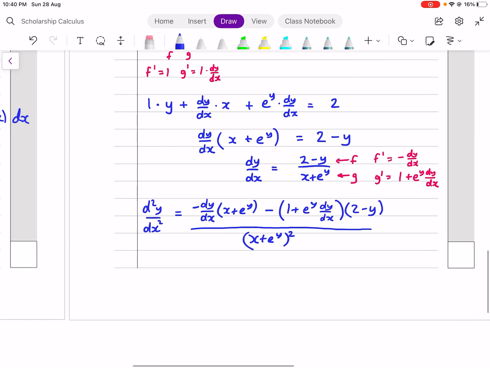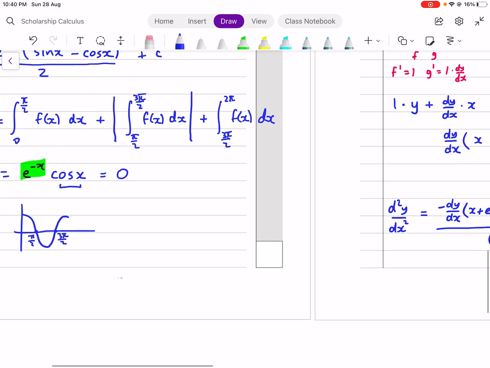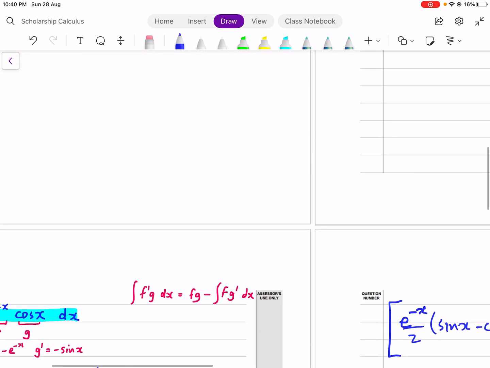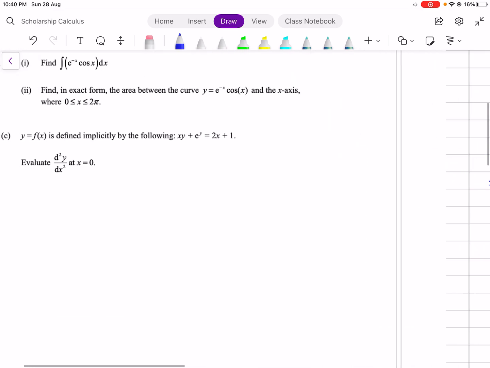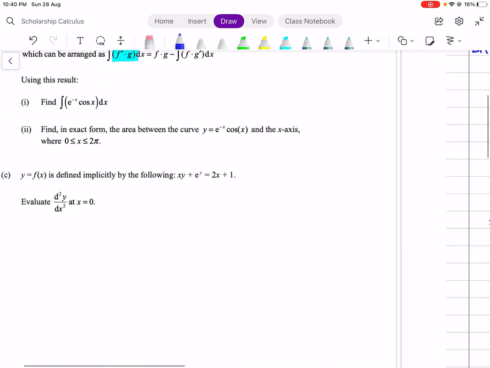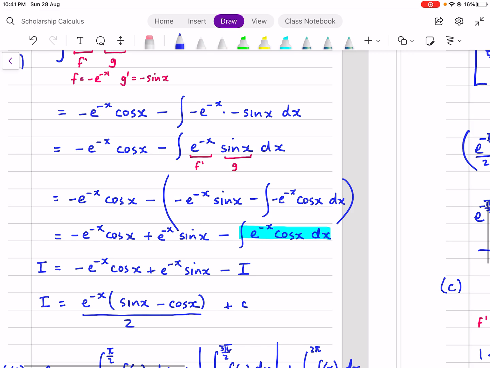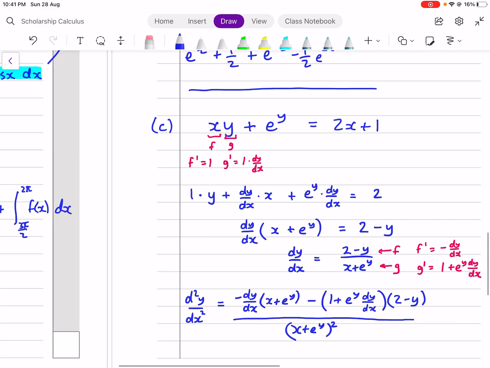Okay, and then the last step is, what did it ask us for? It asked us for the value of that when x was 0. So first up, when x is 0, if I make x equals 0 in the original problem, I end up getting e to the y equals 1, so y is equal to 0 as well. So I'm going to sub in 0 and 0 for all of the x's and y's.